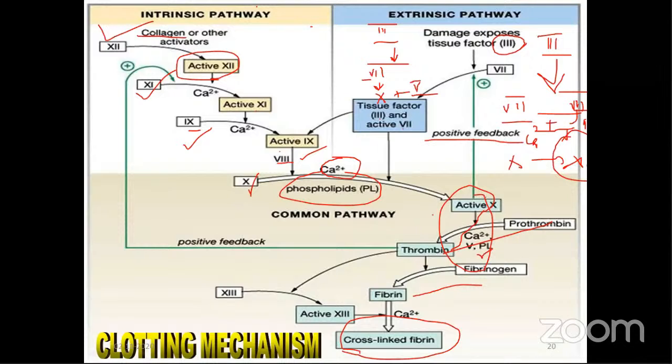So whenever factor 10 is activated, it provides positive feedback on factor number 7, and it initiates also positive feedback. Thrombin also provides positive feedback and activates the intrinsic pathway.